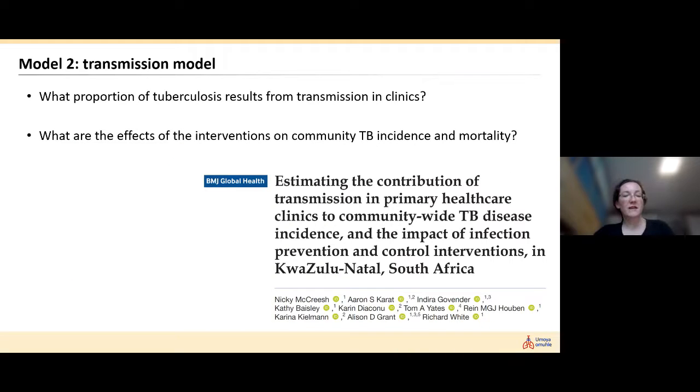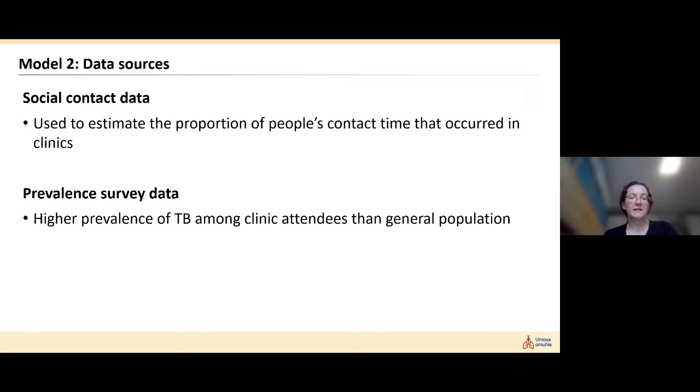Moving on now to the community transmission model, where we aim to answer the questions: what proportion of tuberculosis in adults results in transmission in clinics? And what are the effects of the intervention on community-wide TB incidence and mortality? This work relied on two main data sources from within the project. The first was a community social contact survey, which was used to estimate and model the proportion of people's indoor contact time that occurred in clinics. The second data source was the increased prevalence of TB in clinic attendees versus the general population, which was used to parameterise an increased clinic visiting rate in people with TB.